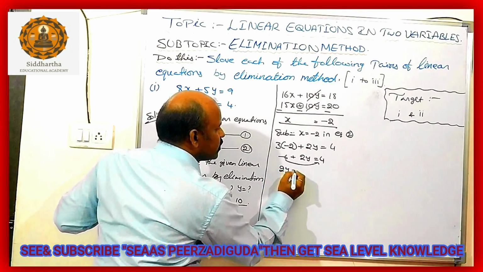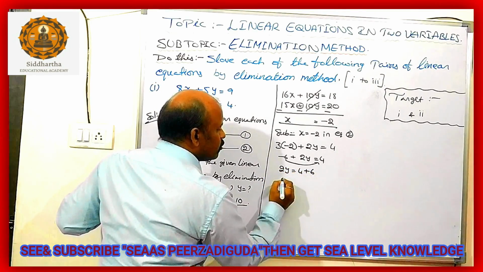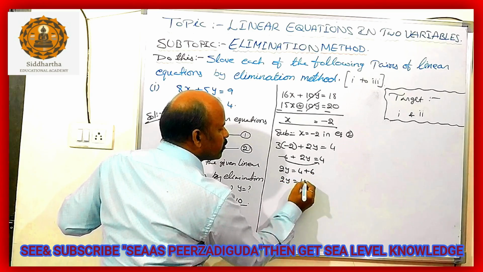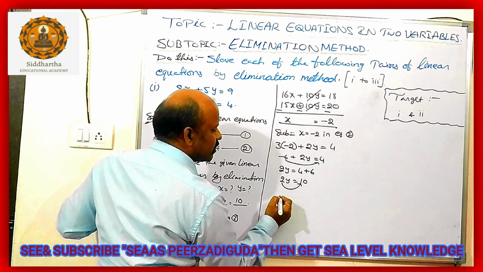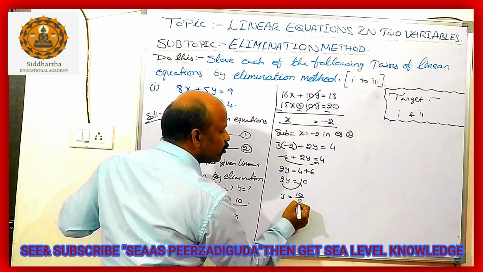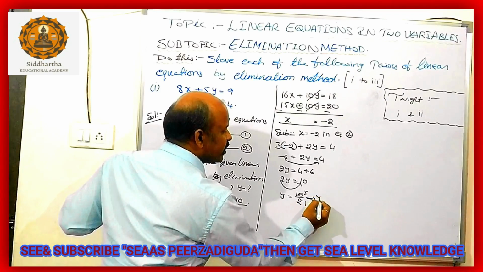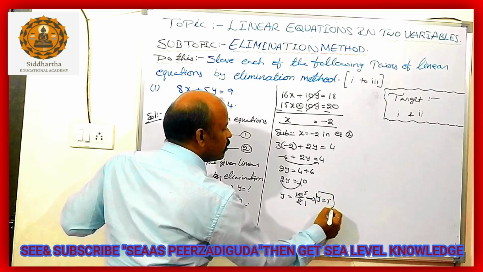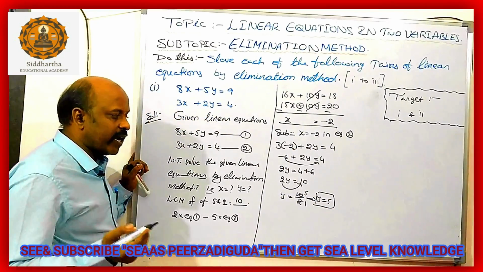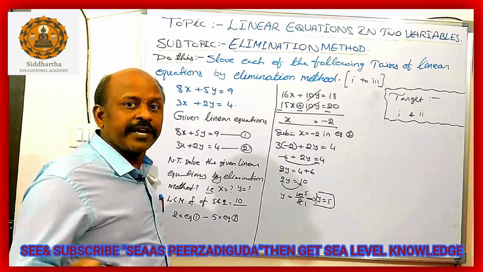So 2y is equal to 4 plus 6. 2y is equal to 6 plus 4, 10 we got. When we are sending the 2 to this side, what will happen over here? 10 by 2. 2 ones are, 2 fives are. So what is the value of y over here? 5. So the value of x is minus 2 and the value of y is 5.